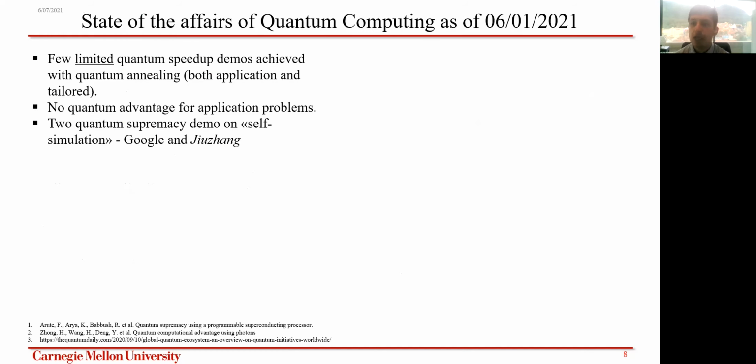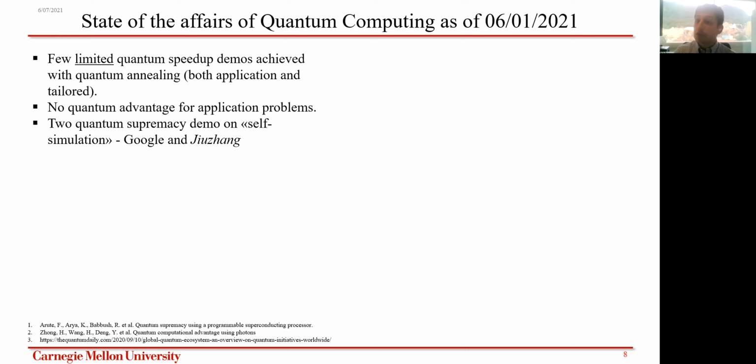Before overselling this, let me tell you about the state of the art. There are only few limited quantum speedup demos, achieved mostly by quantum annealing. And these cases are in both applications and tailored instances as the one that I was showing in the previous slide. There is not such a thing as quantum advantage yet. There is not an application that we say that it is undoubtedly better to use a quantum computer than any classical alternative.